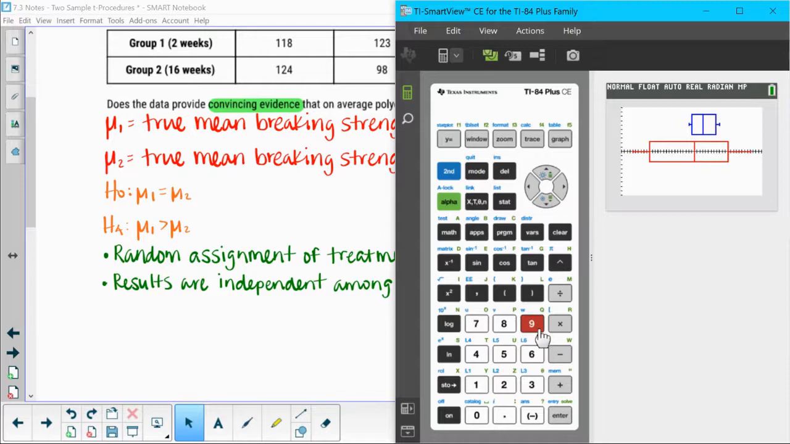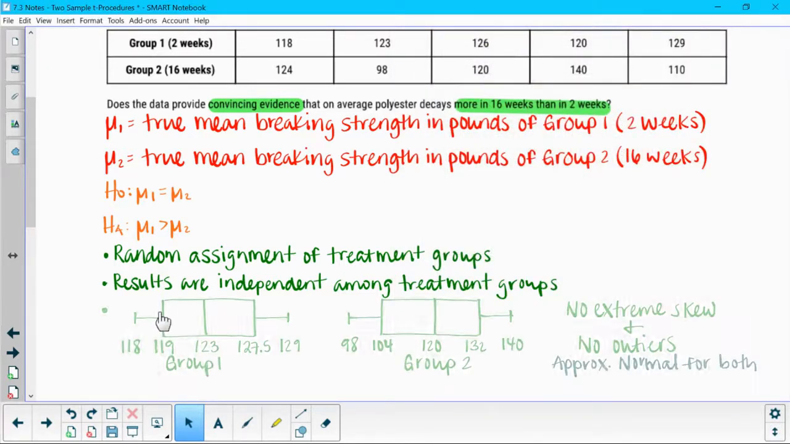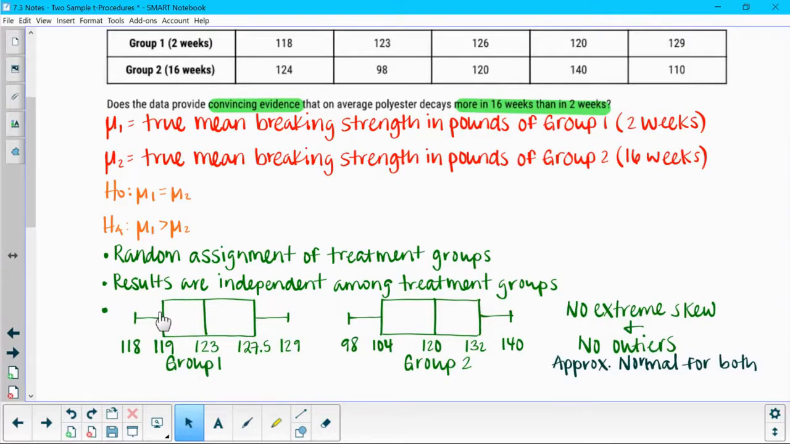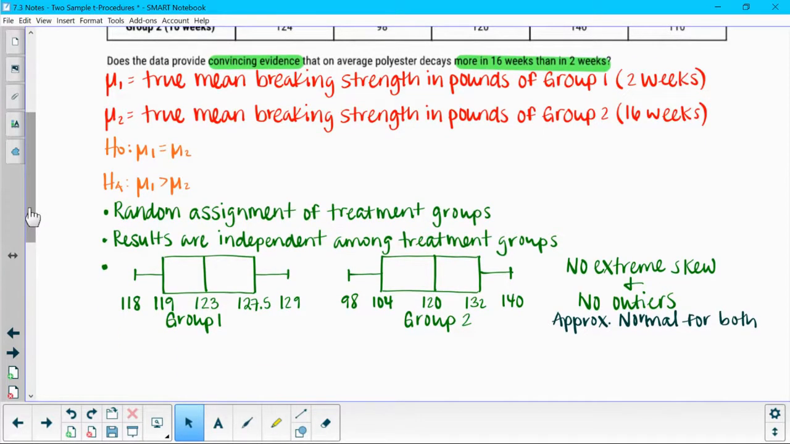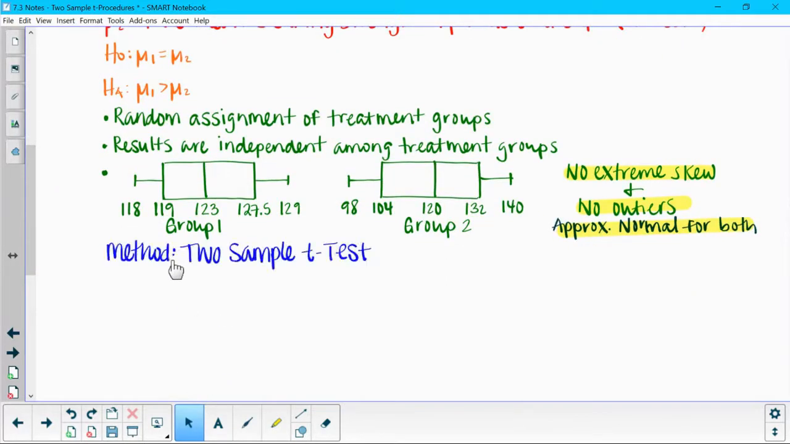Now you could graph each one on their own. It's completely up to you. Hit the trace button. You'll get your 5-number summary for both. If you go down, it will highlight the values for the second group. And you're going to want to sketch it on your paper. I had originally graphed them separately, that's why mine looks slightly different than what was just shown in the calculator. But the 5-number summary is exactly the same. So again, you're going to want to make sure you state no extreme skew, no outliers, approximately normal for both. Naming the test: 2-sample t-test.